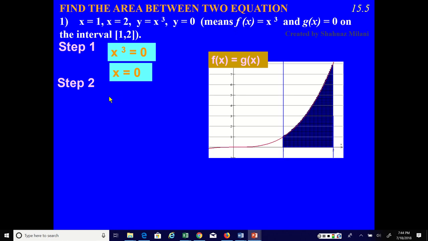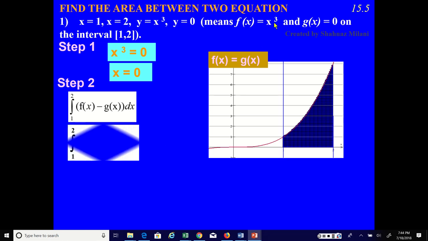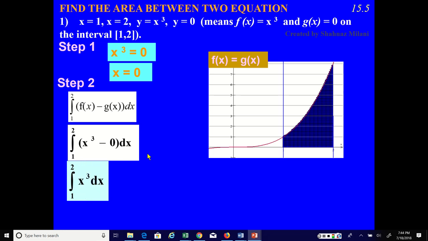Then, when we set step number 2, subtraction of an antiderivative, that means f of x first minus g of x. Now, my f of x is x to exponent 3. My g of x is going to be 0. Now, in this problem, if the 0 is in the end, it is no big deal. I can ignore it. That means right away, this one is the simple antiderivative. This is the same as 15.1. You can just get the antiderivative. Antiderivative of x to exponent 3 is x to exponent 4 over 4.